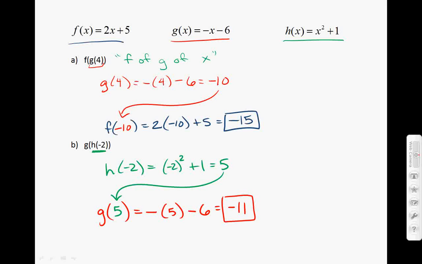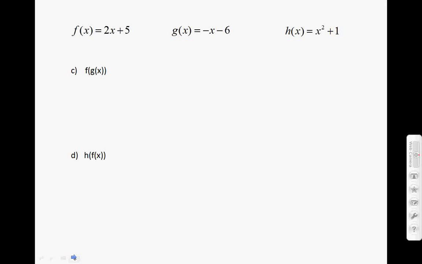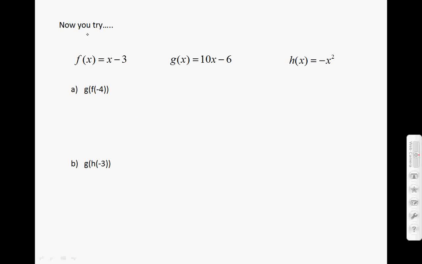Okay, I want you to try some of these on your own. You try. Given f of x equals x minus 3 and g of x equals 10x minus 6 and h of x equals negative x squared, evaluate g of f of negative 4, and tell you what, I'm going to change this one. I want you to do f of h of 3. So press pause and then evaluate those functions.